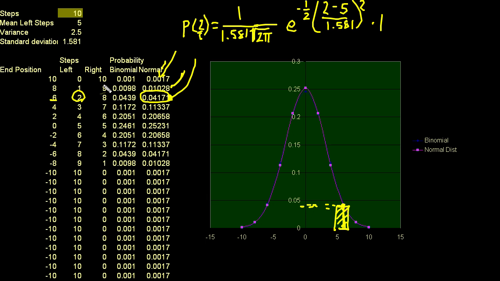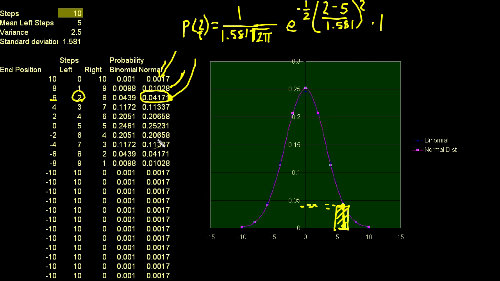And I just want to show you, even with just 10 trials, the curve for the normal distribution here is in purple, and the binomial distribution is in blue. So they're almost right on top of each other. They started when the number of steps I took was a little bit smaller. And as you take many more steps, they almost converge right on top of each other.